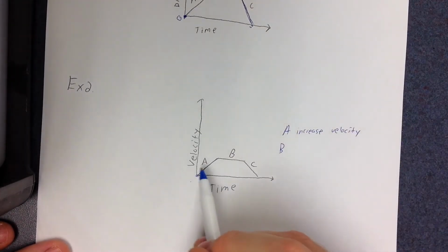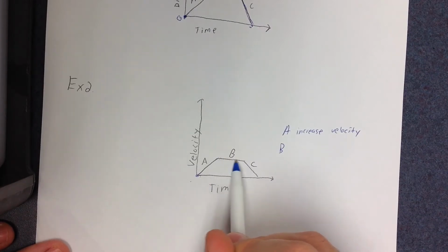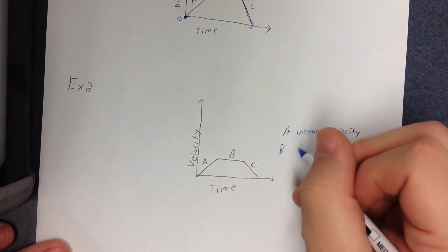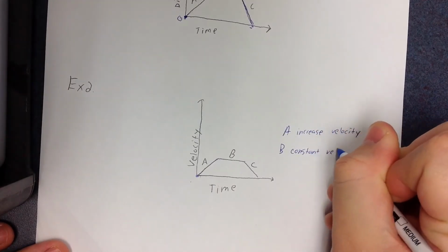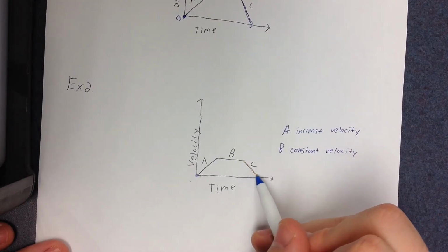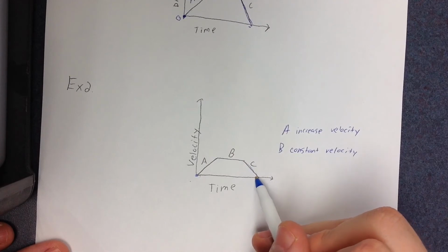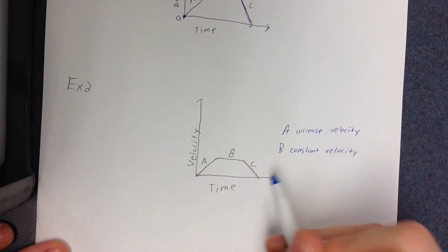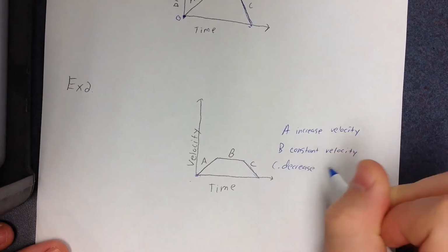Now in section B here, it's not changing, it's not increasing, it's not decreasing, so we call that a constant velocity. And then from here to here, now here's where we are decreasing or slowing down back to 0. So C is actually decreased velocity.